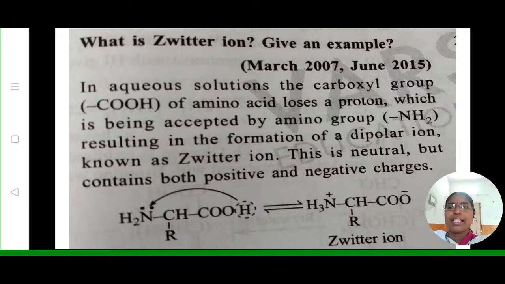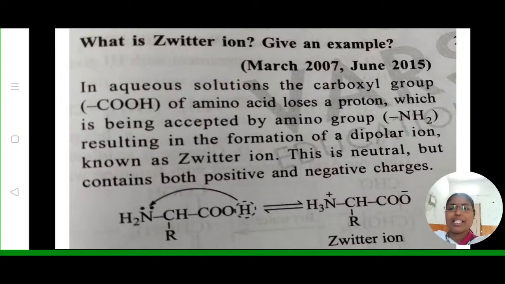Next, go to Zwitterion. What is Zwitterion? Give an example. It is very important for final exams, a 2 marks question. In aqueous solution, the carboxyl group of an amino acid loses a proton which is accepted by the amino group, resulting in the formation of a dipolar ion known as Zwitterion.